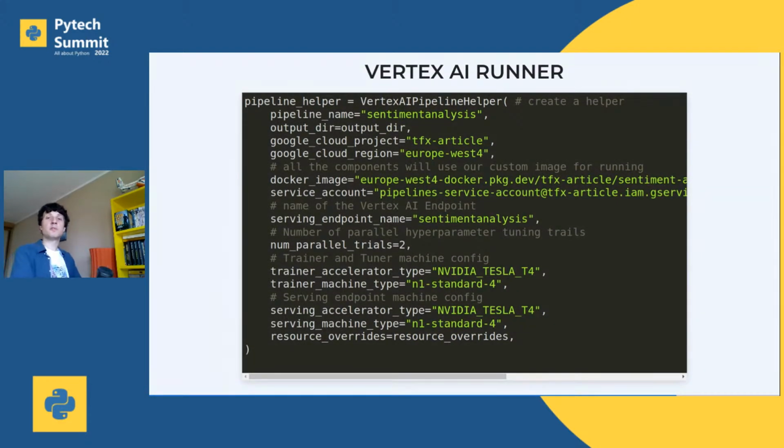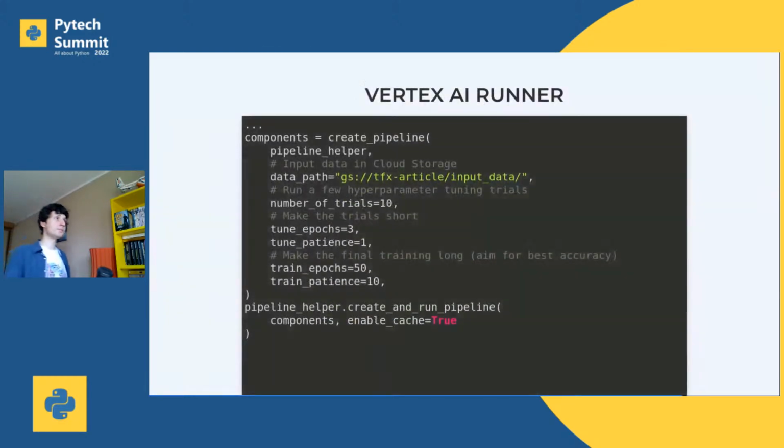Then we need to configure the Vertex AI pipeline helper. Here we provide all kinds of cloud configurations: the name of your cloud project, the region it should work in, where the Docker image is, what service account to use, and so on and so on. Please notice towards the end that it's very easy to specify the machine types for both the serving and training. Also super easy to turn on GPU. Here in our example, we assign Tesla T4 GPUs to those training and serving machines.